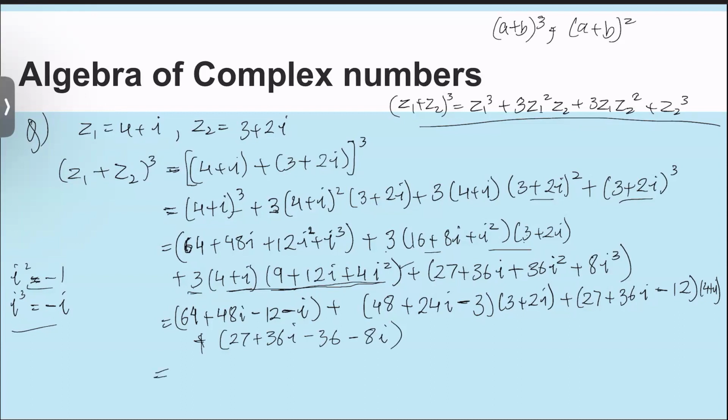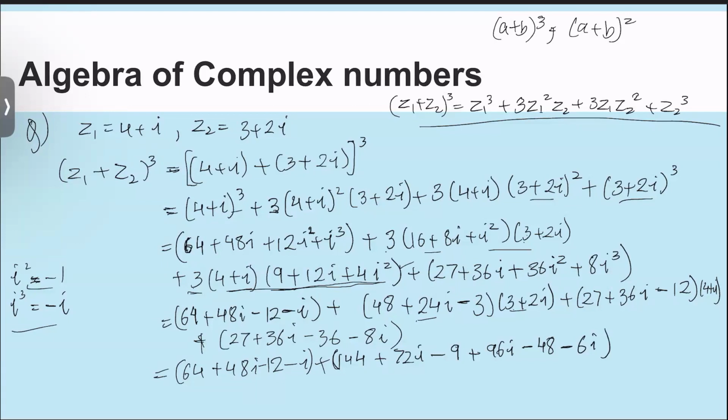Now write down all the other terms again. 48i minus 12 minus i. Yes, now you multiply this term with this bracket term. So what you get is 144 plus 72i minus 9 plus 96i minus 48 minus 6i.